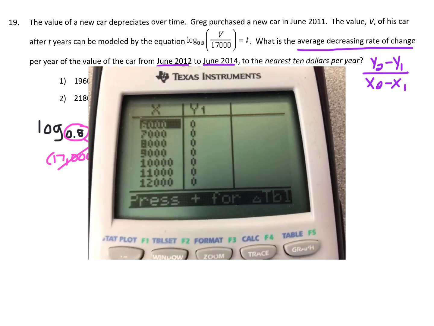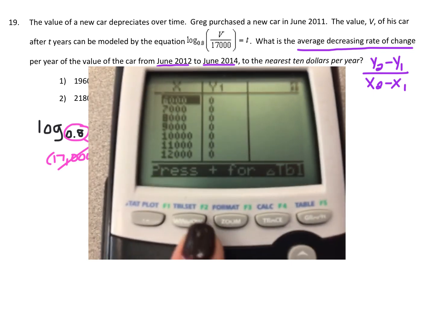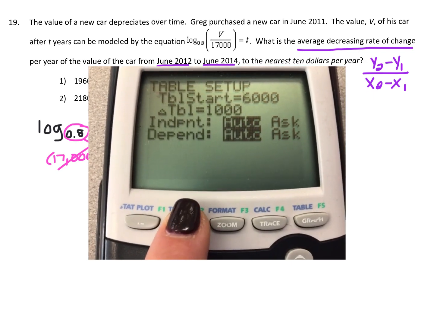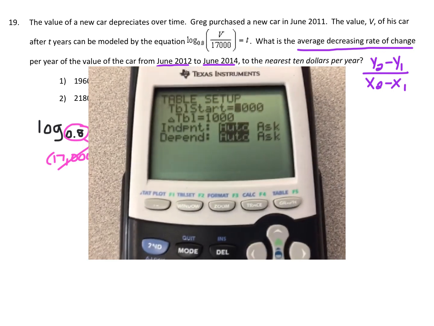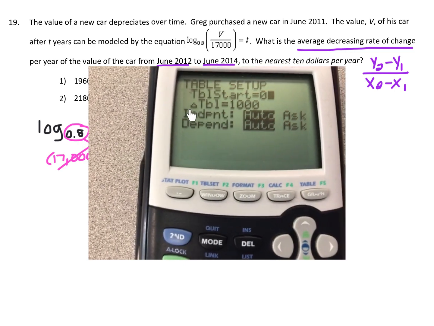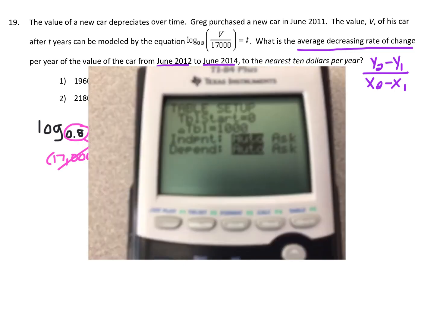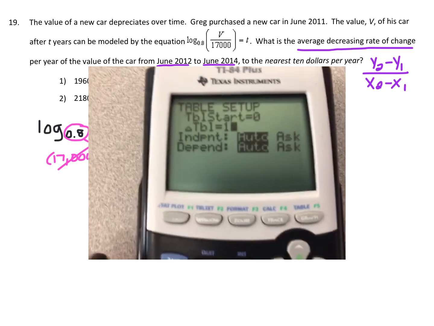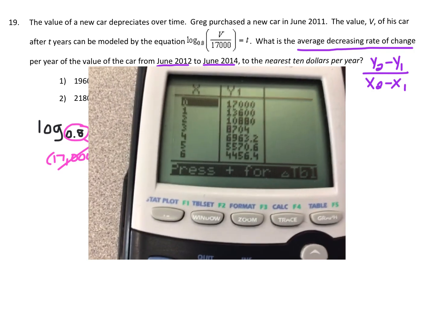I'm going to go back to table set, which is second, and then see right here the window where it says table set. I'm going to start my table at 0. So I'm going to make that as 0. And I want my table to jump by ones, not by thousands. So I'm going to come down here and change that to a 1. And now if I go to my table of values, so second graph, now I'll see kind of normal numbers.